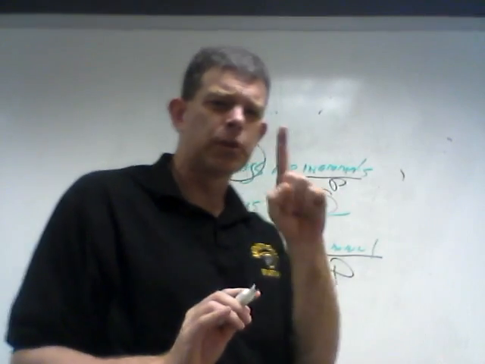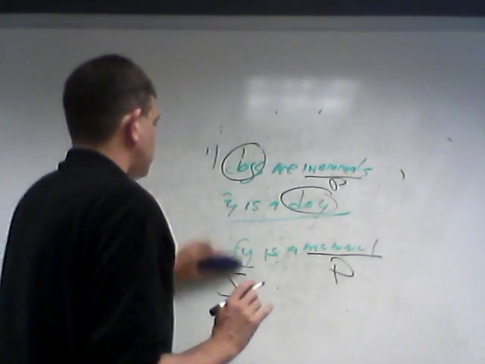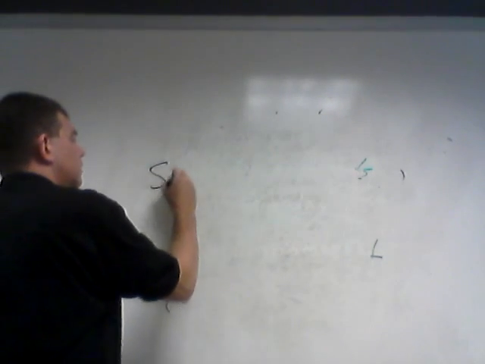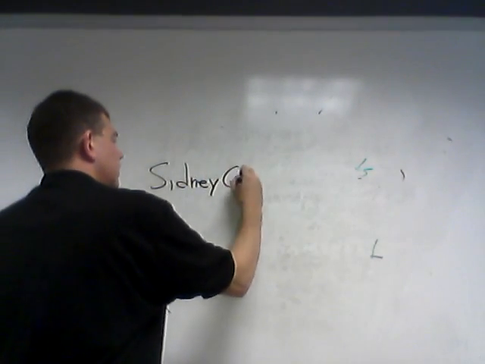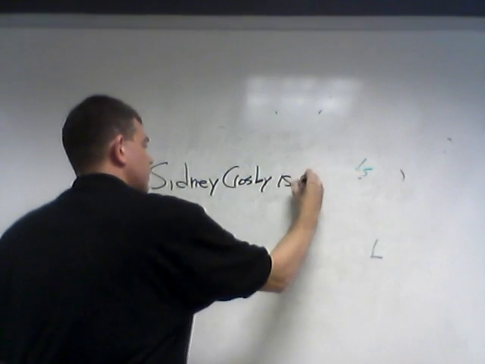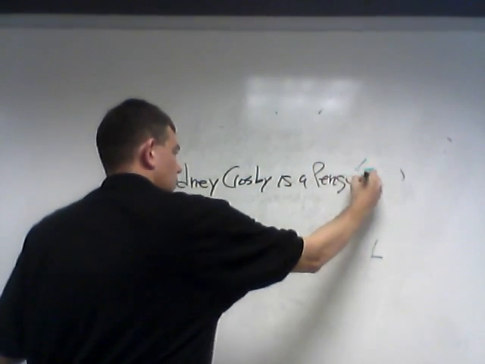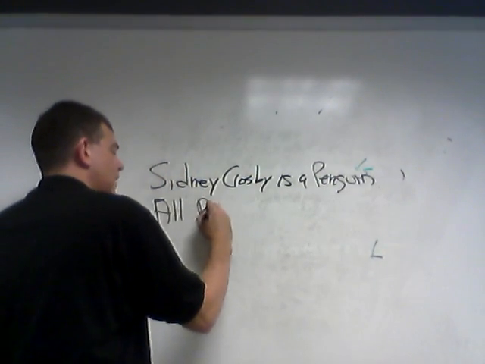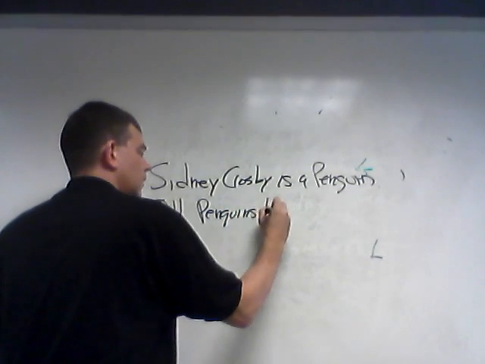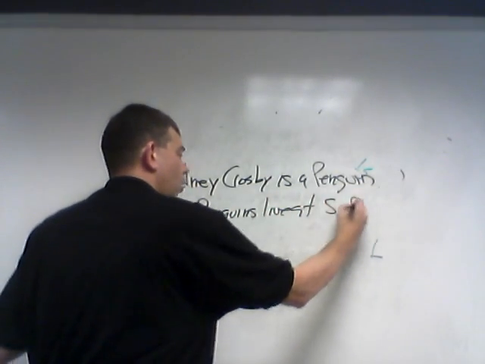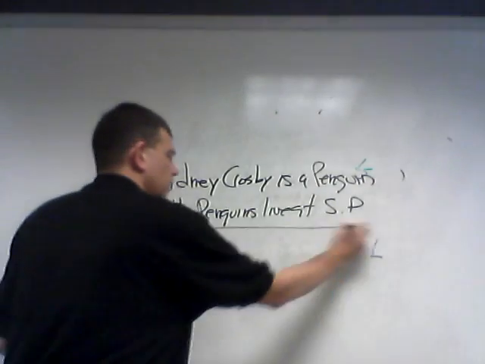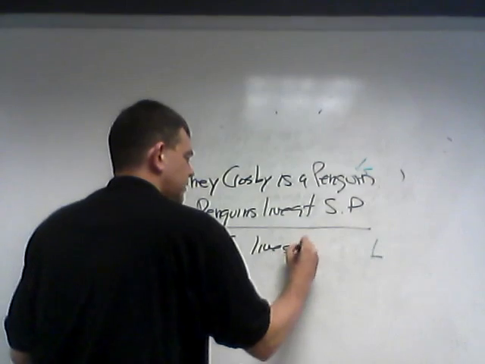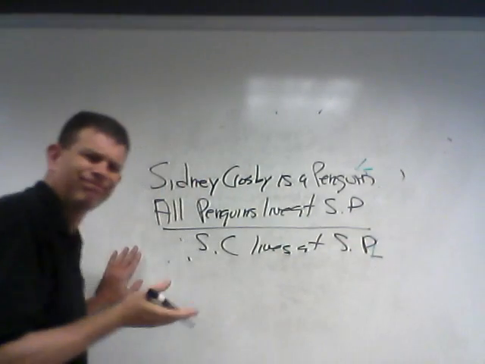Sometimes it looks like there's 3, but there might be more. I'll give you an example. Let's take a look at this one. Sidney Crosby is a penguin. That's true. All penguins live at the South Pole. That's true too. Therefore, Sidney Crosby lives at the South Pole.